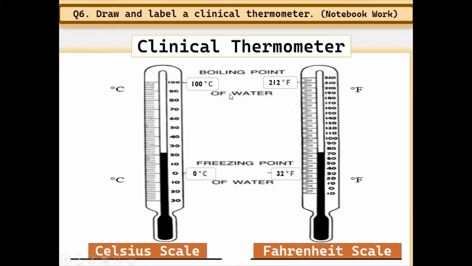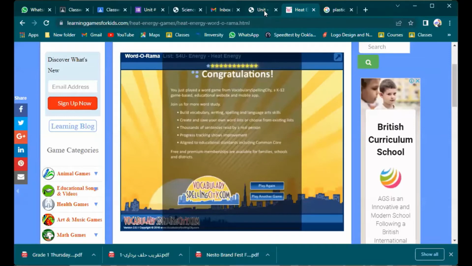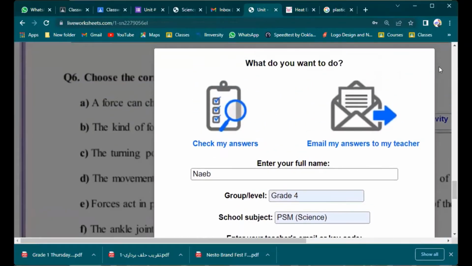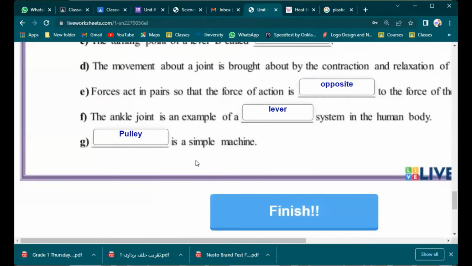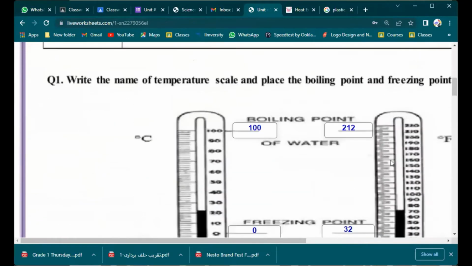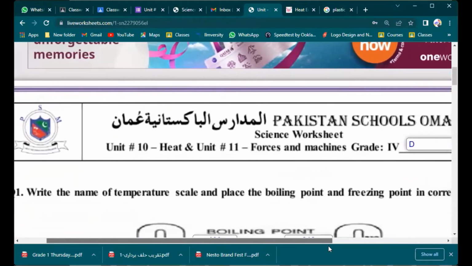So before I go to unit number 11, here I need to share again the worksheet with you that will be helpful for you to understand more about unit number 10. Okay, so here I'm going to share the worksheet that will be helpful for you. Here I already did it. I hope that students got it in the Google Classroom and they already did it.